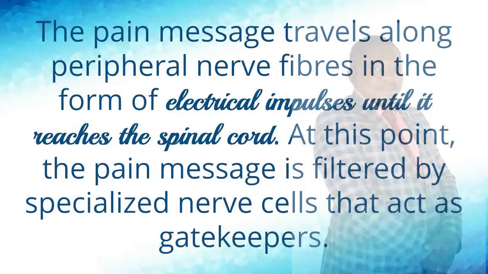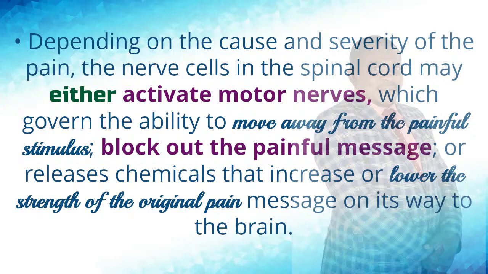The pain message travels along peripheral nerve fibers in the form of electrical impulses until it reaches the spinal cord. At this point, the pain message is filtered by specialized nerve cells that act as gatekeepers. Depending on the cause and severity of the pain, the nerve cells in the spinal cord may either activate motor nerves, which govern the ability to move away from the painful stimulus, block out the painful message, or release chemicals that increase or lower the strength of the original pain message on its way to the brain.